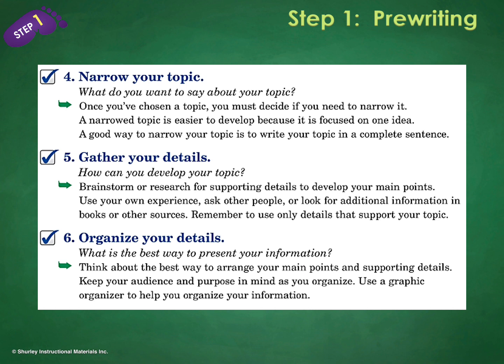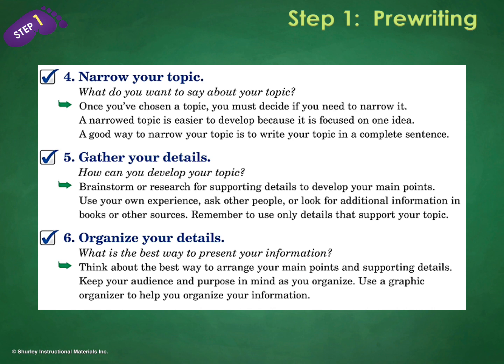As the pre-writing checklist continues, the student learns to narrow their topic before gathering and organizing their details. The writer must determine what he wants to say about his topic and narrow his focus to one idea. Then he will brainstorm to gather details that develop his main points. Now he can organize his main points and details to present his information to his audience.